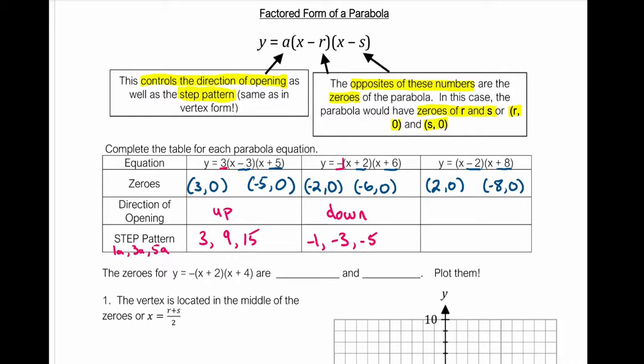The direction of the opening, again, I get from the sign from the first number that I see. So there should be a number out front. I don't see anything, but I also don't see a negative. So because I don't see a negative, that means it has to be positive and it opens up. Because I don't see anything, I have to assume that it's a positive 1. So for my step pattern, 1 times 1 is 1, 3 times 1 is 3, 5 times 1 is 5.